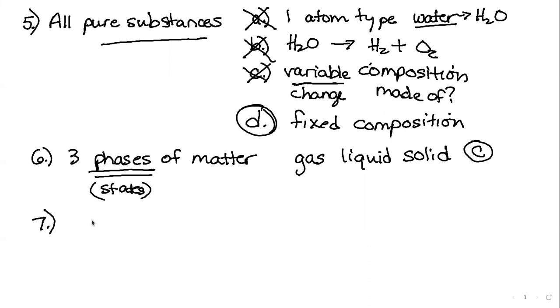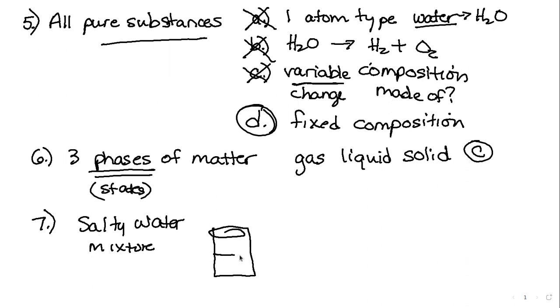Okay, 7. Salty water. Salty water is a mixture. We talked about that in class. We can make our little solution here. We've got water, H2O. And then I'm going to make little dots instead of my silly spoon. We've got this salt that's gone into it, and that's NaCl. So the solution of salt and water has 2 compounds in it, and they're mixed together, so they're homogeneous. It's a homogeneous solution.